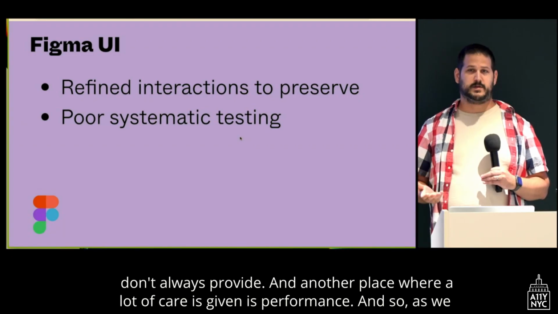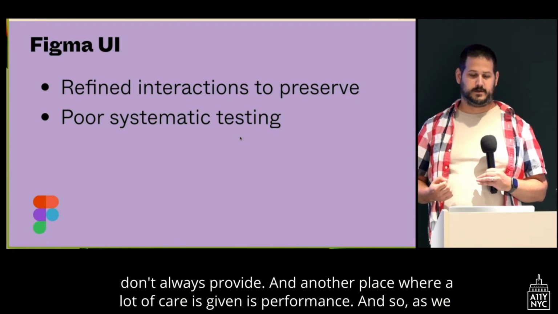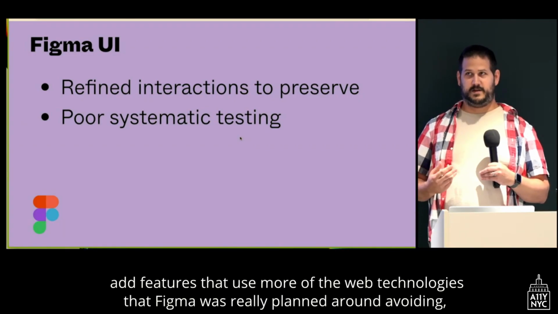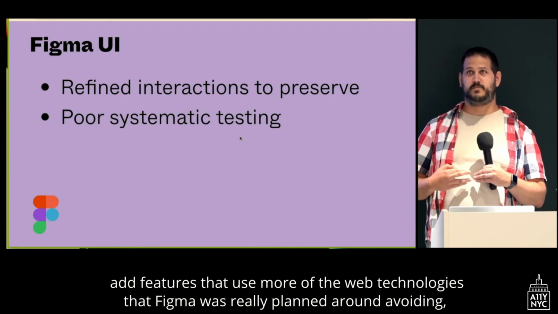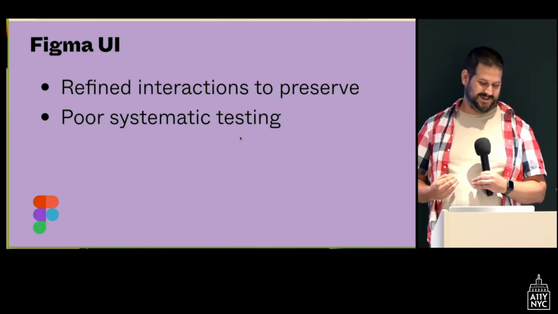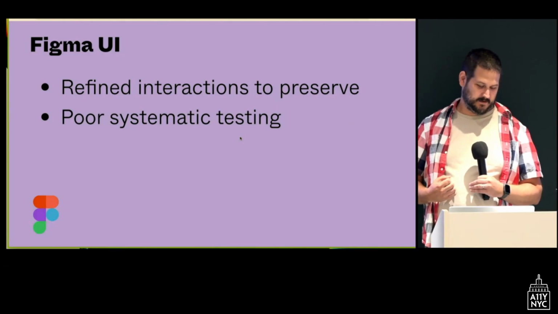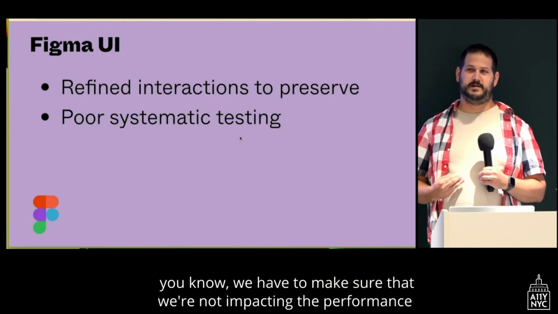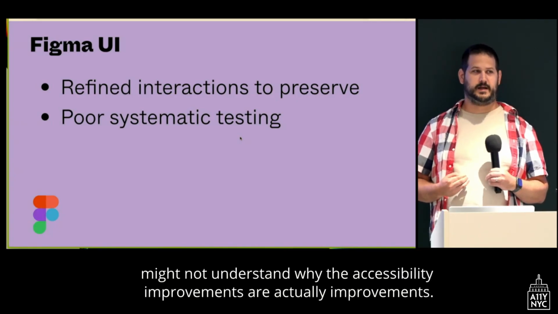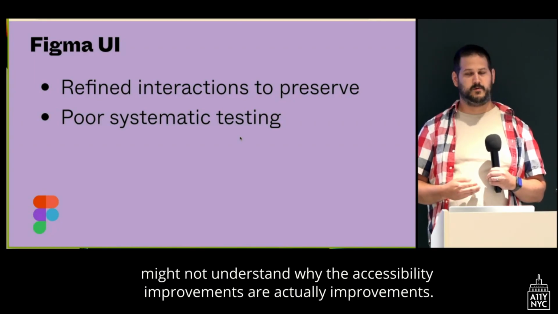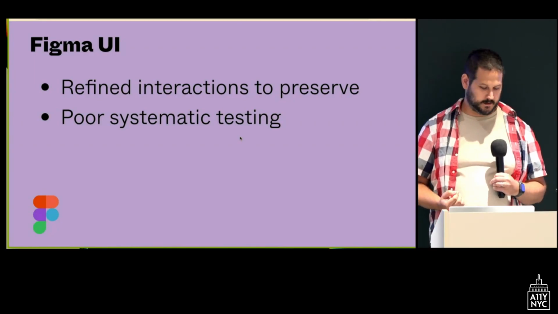And another place where a lot of care is given is performance. As we add features that use more of the web technologies that Figma was really planned around avoiding, we have to make sure that we're not impacting the performance in a way that's going to make Figma less usable, especially for users who might not understand why the accessibility improvements are actually improvements.